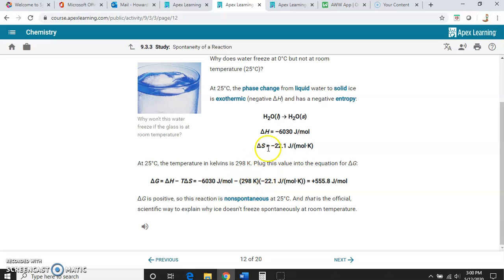We can do the change of H, which is right here, so change of H goes first. Then we put in the temperature times the negative 22.1, and we get this total right there. At the end, it is positive. So we know when Gibbs free energy is positive, it is non-spontaneous at 25 degrees Celsius. And so we know that ice doesn't freeze spontaneously at room temperature. We know that, but this is the scientific proof that it's not going to happen, because we get a positive value when we plug in 25 degrees Celsius, which is almost room temperature, or a little bit warmer.